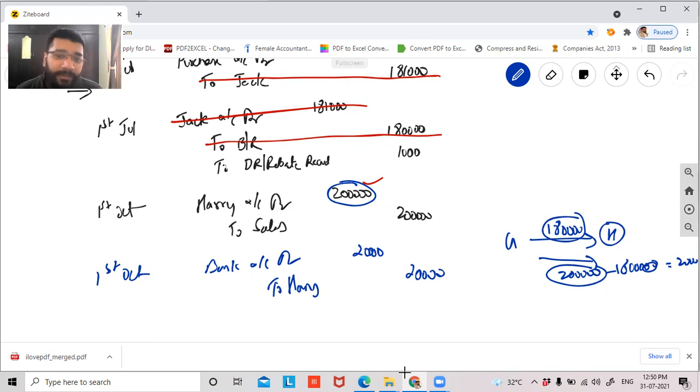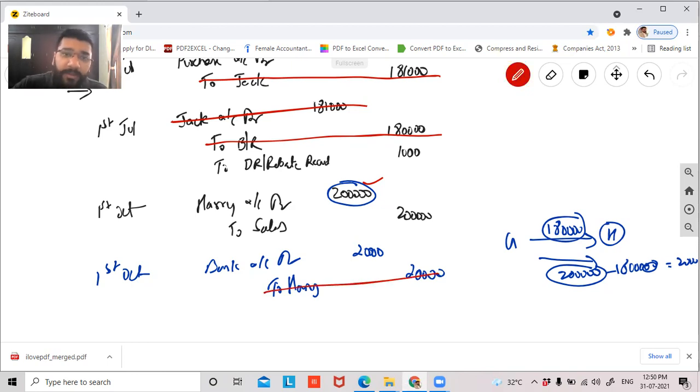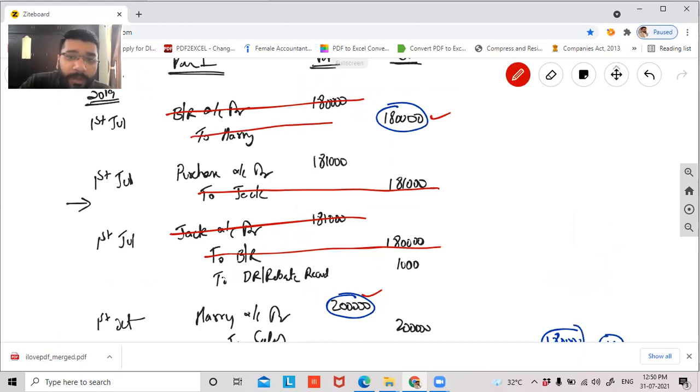So bank account debit to Harry. Now, if you look at it, guys, Harry account credit 20,000, Harry account credit 180. So total credit is 2 lakh and debit is total 2 lakh.